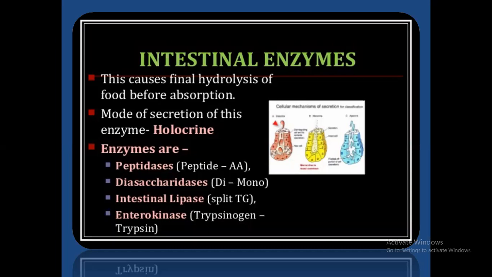And enzymes, I already told: peptidases, disaccharidases, intestinal lipases, enterokinase. Different peptidases are converting the peptides to amino acids. Disaccharidases are converting disaccharides to monosaccharides. Monosaccharide means like glucose. And intestinal lipases are involved in the splitting of triglycerides. Generally, gastric lipase converts the fat into triglycerides. Here, intestinal lipase also converts the triglycerides into fatty acids and glycerol. Next, enterokinase. Enterokinase is converting the trypsinogen to trypsin.